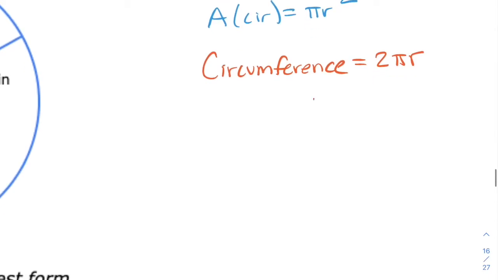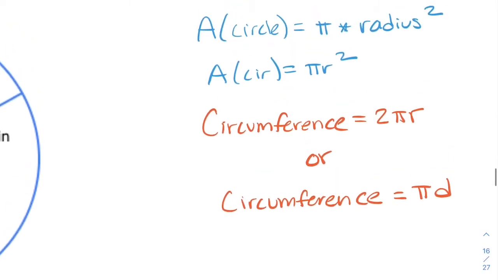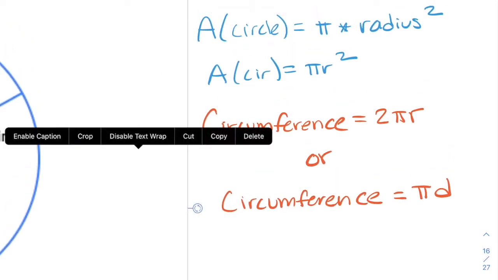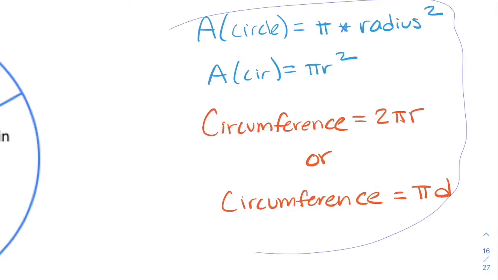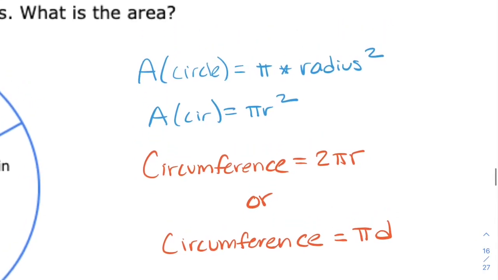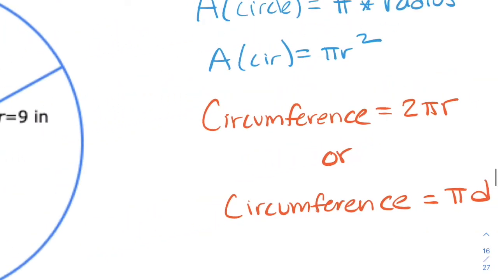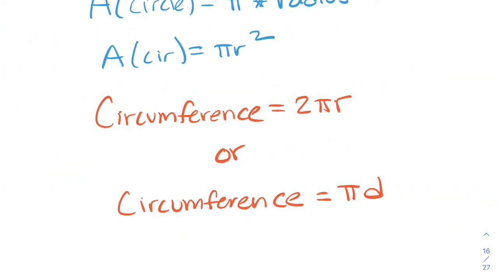Circumference equals 2 pi r, or 2 radiuses. Or we can also use the equation circumference equals pi diameter, or pi d. All right, so there's two radiuses and one diameter, so we're able to just replace the two radiuses with the diameter if we want to.